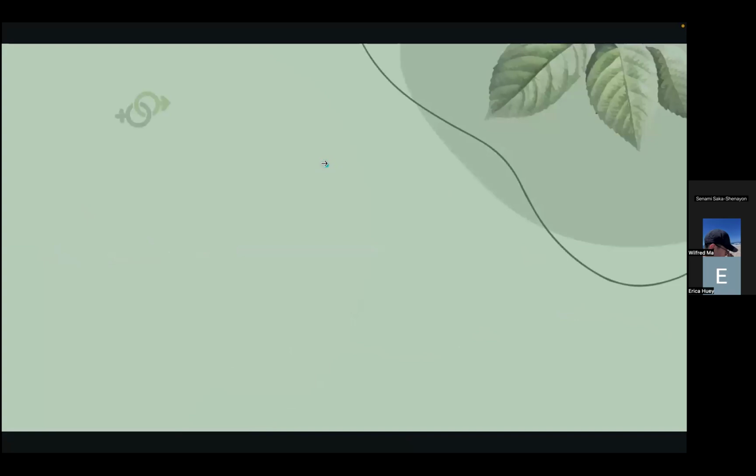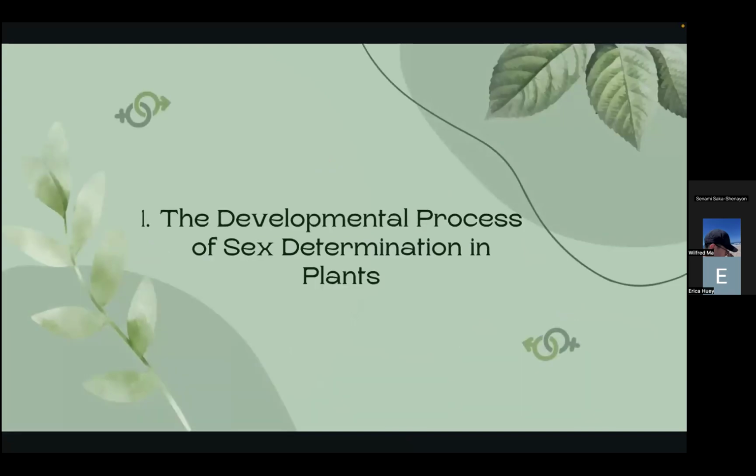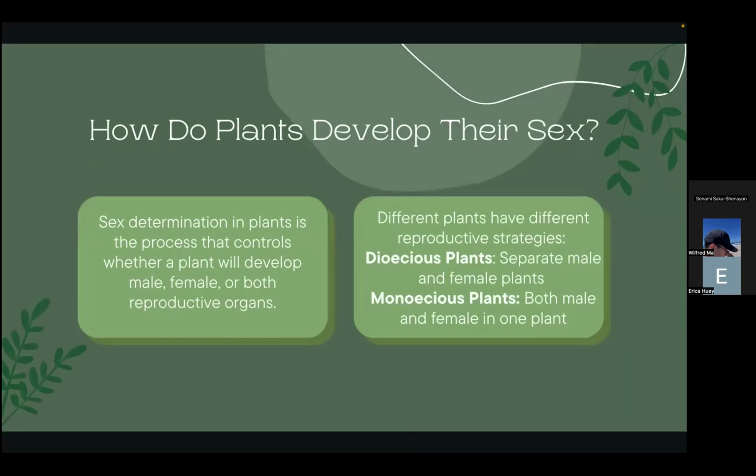Starting off with the developmental process of sex determination in plants, we want to know how plants develop their sex. Sex determination in plants is the process that controls whether a plant will develop male, female, or both reproductive organs. Different plants have different reproductive strategies. Dioecious plants have separate male and female plants, and monoecious plants have both male and female parts in one plant.